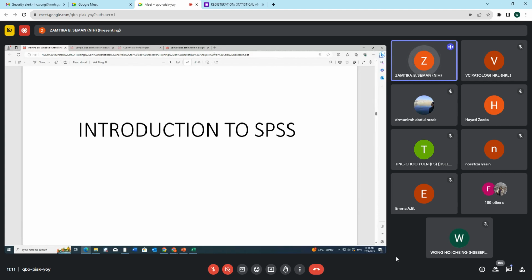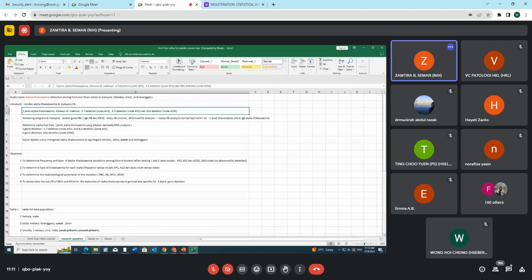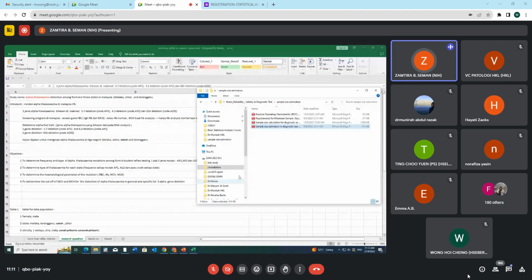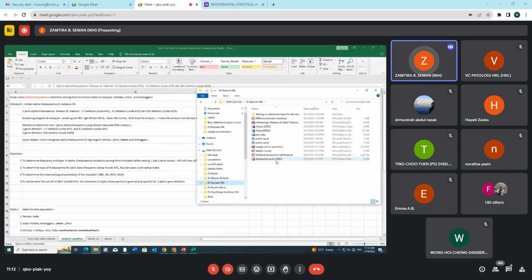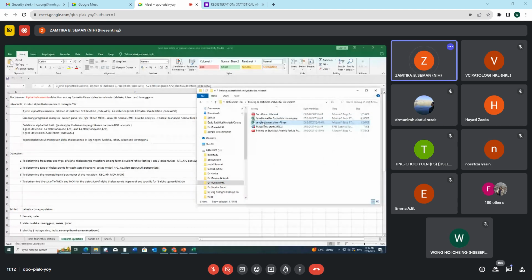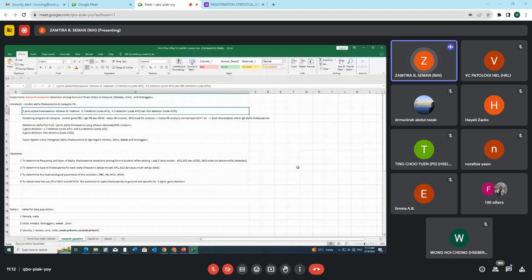Okay. Any questions so far on sample size? Sorry, saya nak share yang sample size calculator. Oh, sorry. Sekejap, sekejap. 5 minit boleh? 5 minit. This one. Sample size calculation. Sorry, saya dah lupa lah.